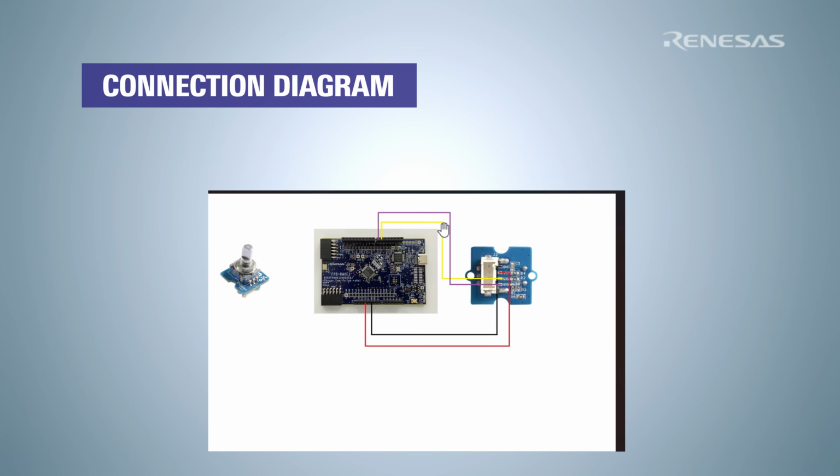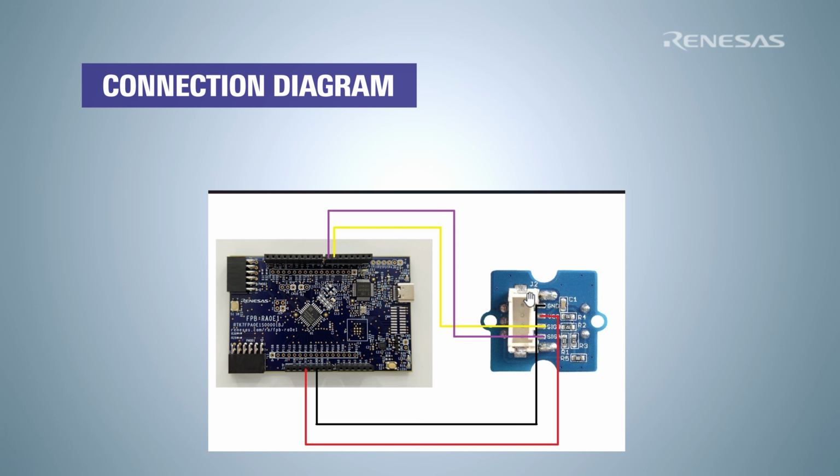Although the rotary encoder is connected through the Arduino base shield, the baseline connection diagram is shown here. VCC is connected with 3.3 volt and ground is connected with ground. Signal A is connected with D7 and signal B is connected with D6 of the Arduino interface on the FPB-RA0E1 board. These resistors shown here pull up signal A and signal B. Later in the program, we will use falling edge interrupt detection.